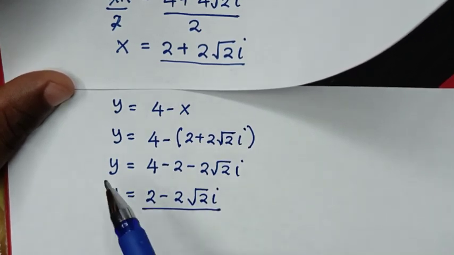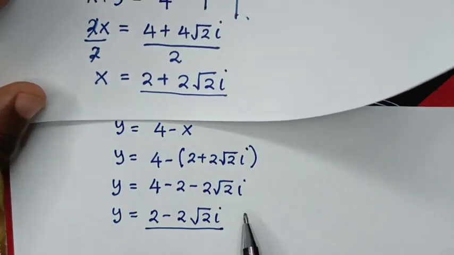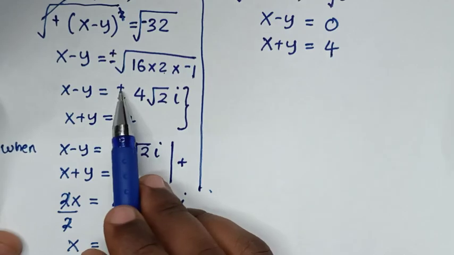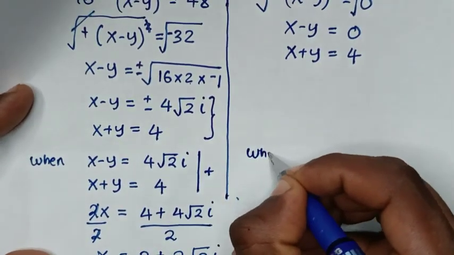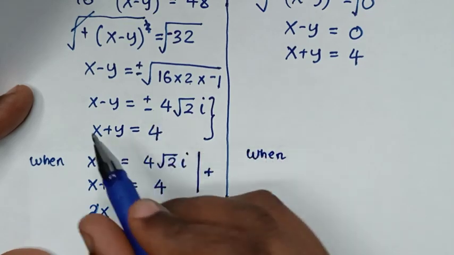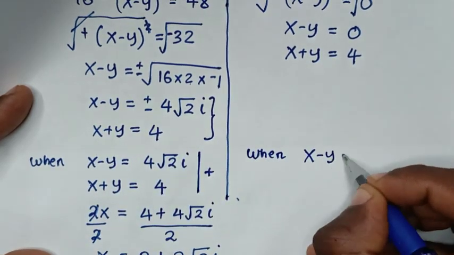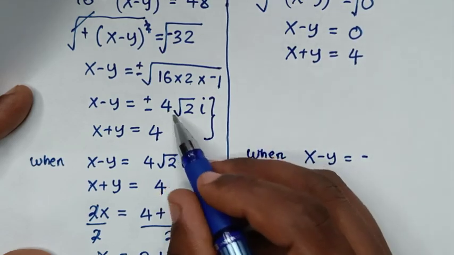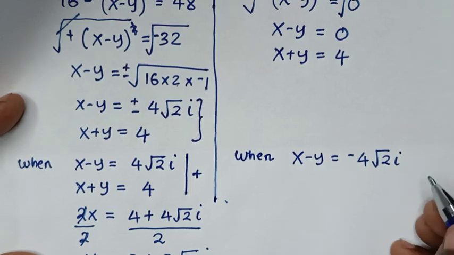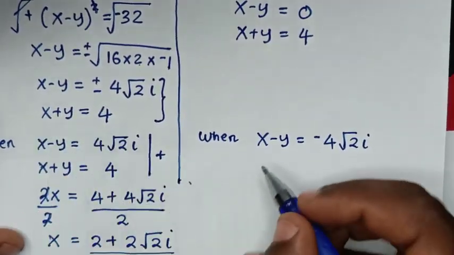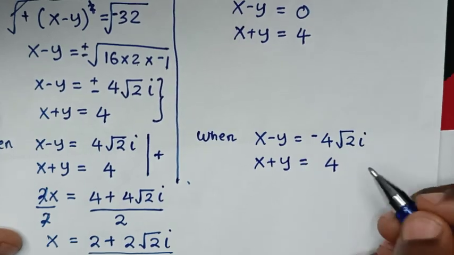Then this is for x, this is for y. This is when it is positive. Now when this is negative, so it will be x minus y is equal to negative 4 square root of 2i. So 4 square root of 2i. Then this, which is x plus y is equal to 4.